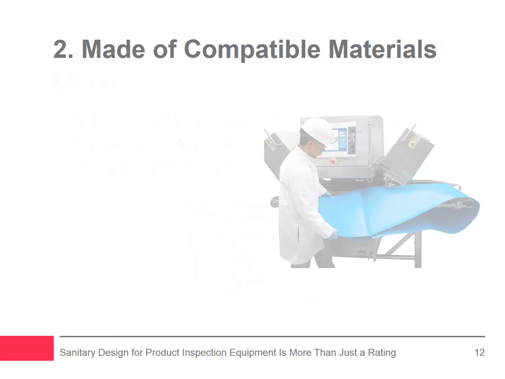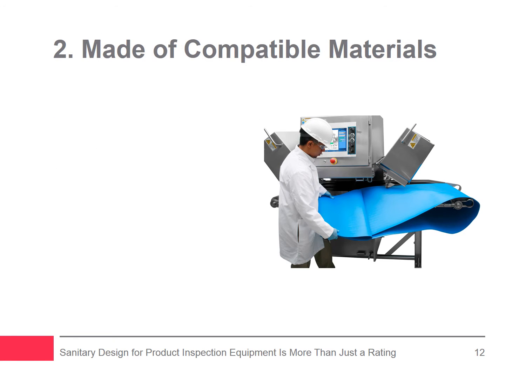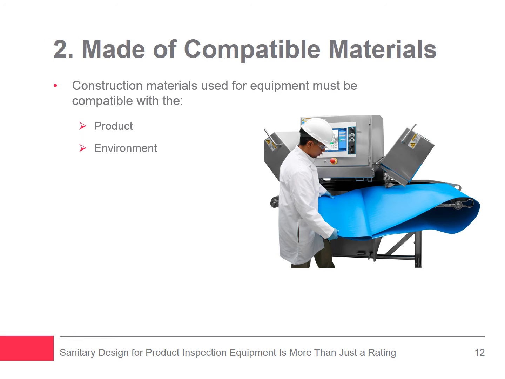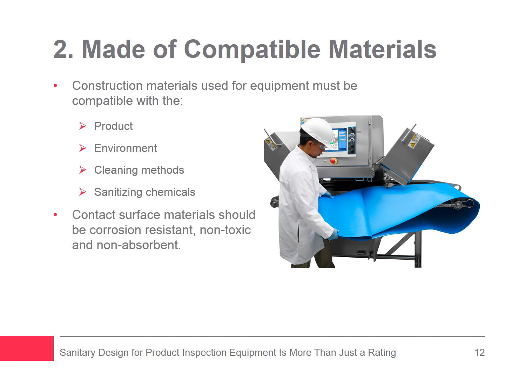Principle 2. Made of compatible materials. The construction materials used for product inspection equipment must fulfill specific requirements for the meat and poultry industry. Materials should be completely compatible with the product and environment, as well as the cleaning methods and sanitizing chemicals. Product contact surfaces must be made with materials which are corrosion-resistant, non-toxic, and non-absorbent.